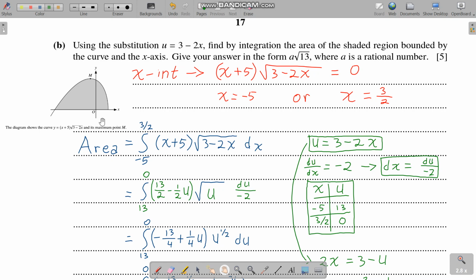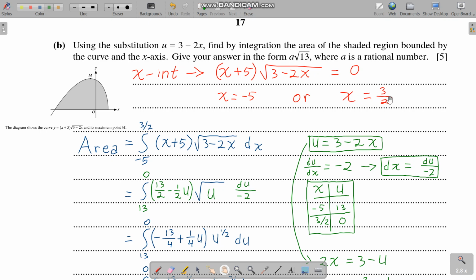So to find the area, we have to find the x-intercepts. To find the x-intercepts, we solve y equals 0. So x plus 5 root 3 minus 2x equals 0, which means x plus 5 is 0, which means x is minus 5. Or root 3 minus 2x is 0, which means 3 minus 2x is 0, so x is 3 over 2.